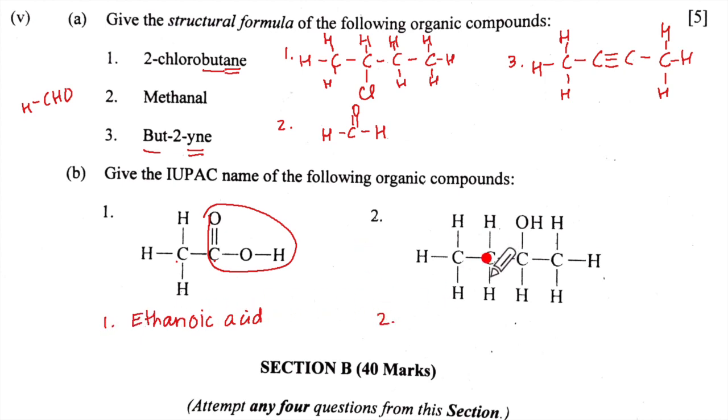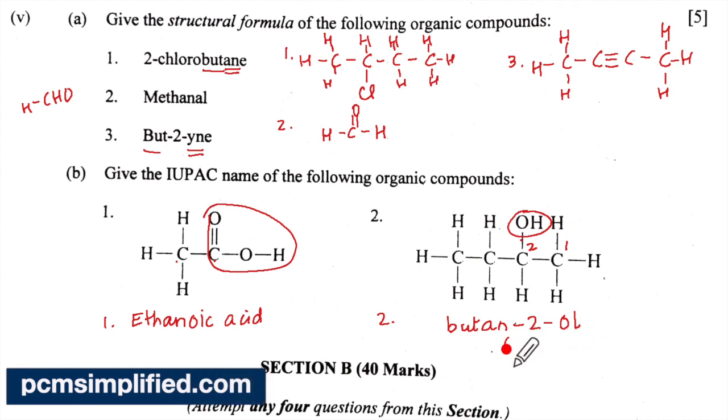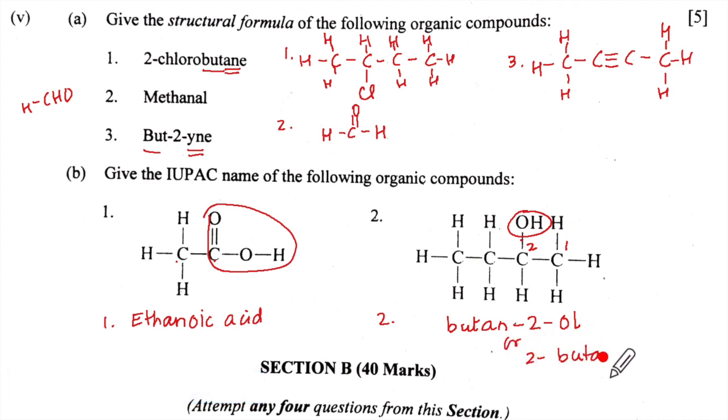What is our second one? Straight chain is but. So it is going to be but. Single bonds everywhere means ane, correct? But can you see over here? This is OH, this is the functional group. So you have to start counting from the end nearer to that. So this is first carbon, this is 2 carbon. So it will be butane-2-ol because of this OH group. Hydroxyl group means alcoholic group. You could also write it as 2-butanol. Either this way or this way, both can give you your full marks.